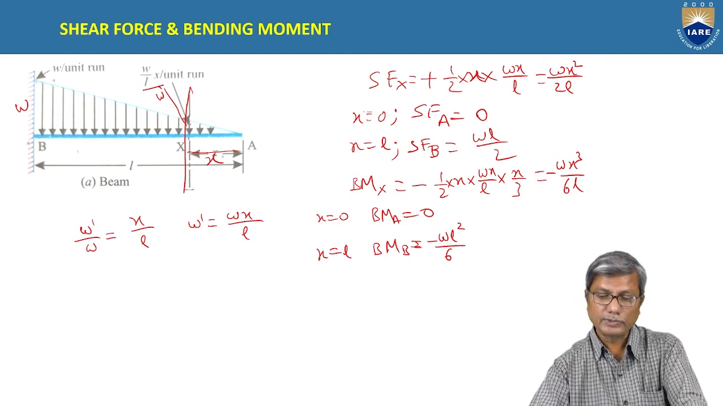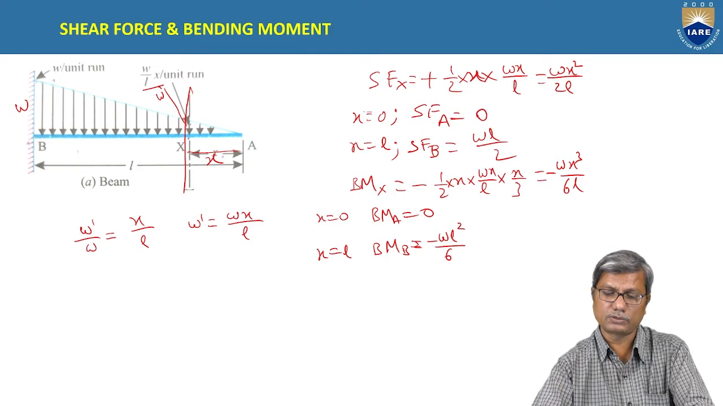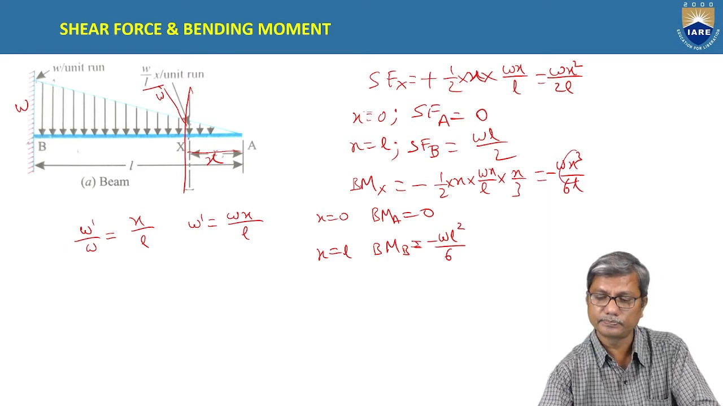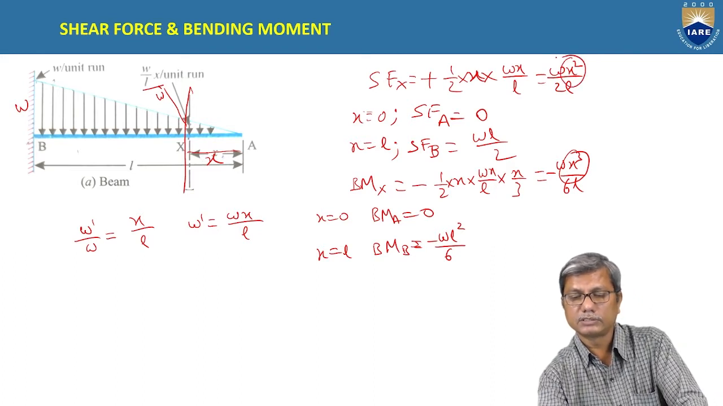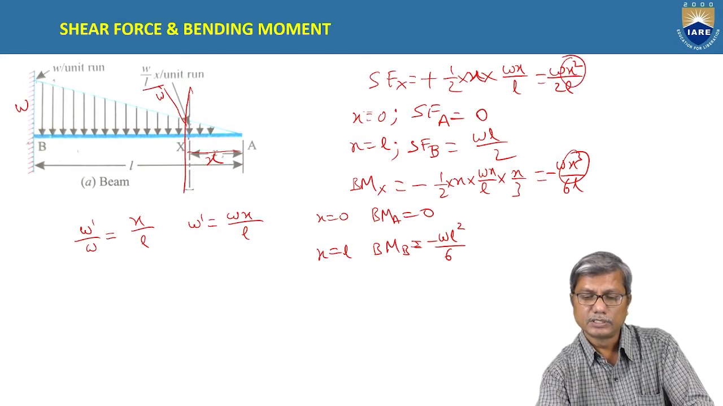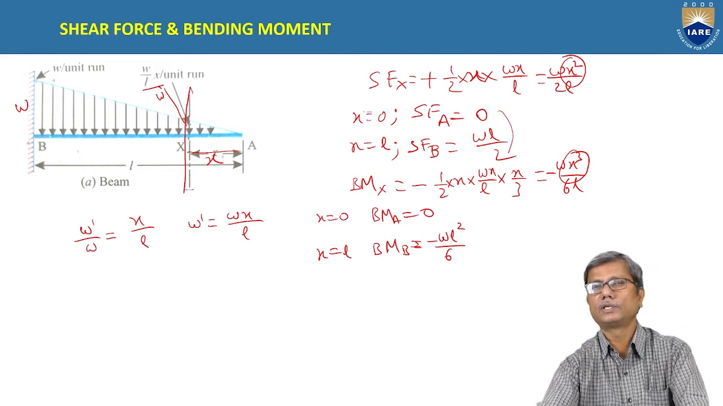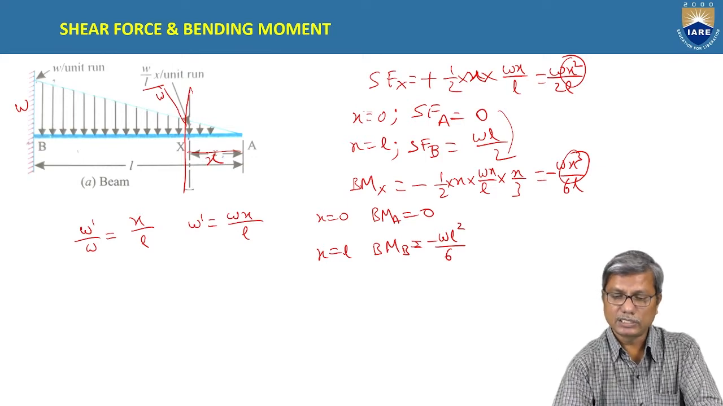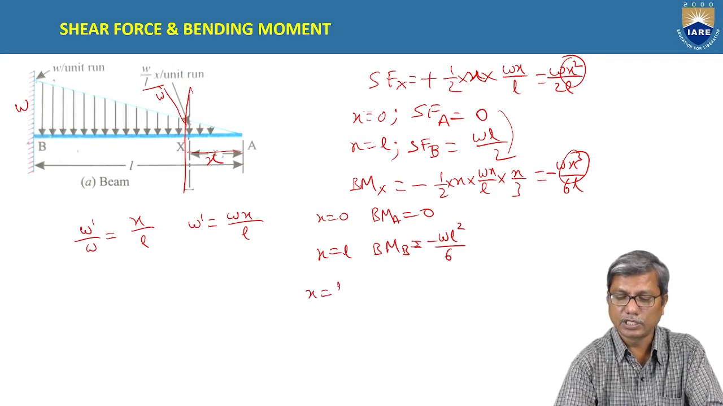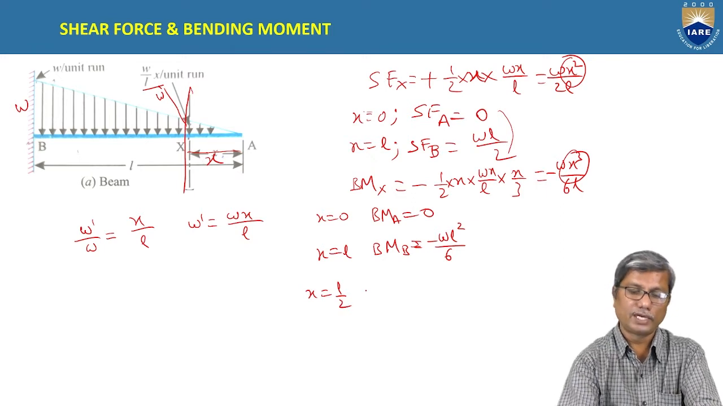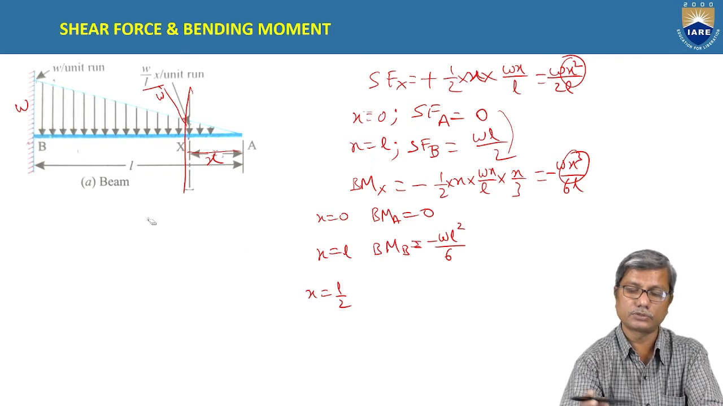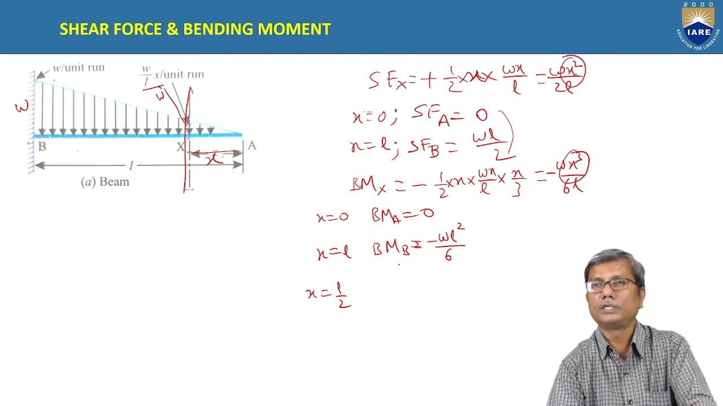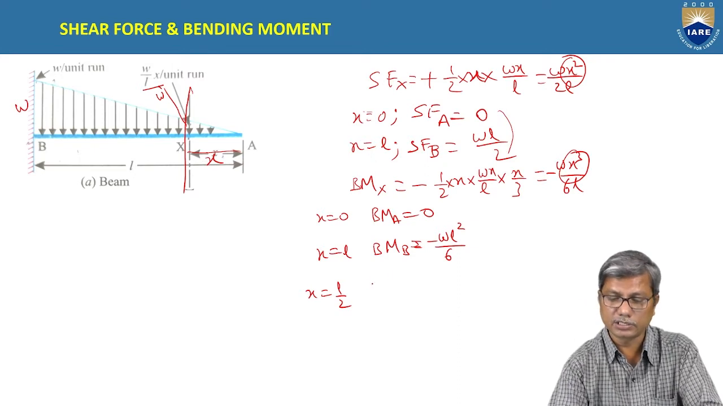Now, these 2 points are not sufficient to draw the curve because it is a parabola. Similarly, shear force also varies parabolically. So these 2 points are not sufficient. We need to find one more point in between, generally at x equal to L by 2. At mid-span, we will find the shear force and bending moment. Because these 2 are parabolic curves, we require a third point on the curve, since endpoints are not sufficient.